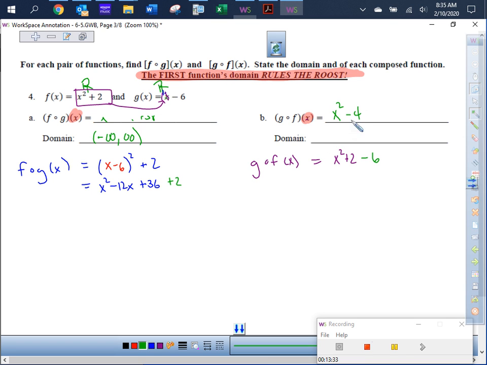Just realize what its domain is. Everybody was invited. Did anybody get kicked out of the party? So what's its domain? Please say all reals. What's its domain? Thank you. Everybody's cool when you do that composite.